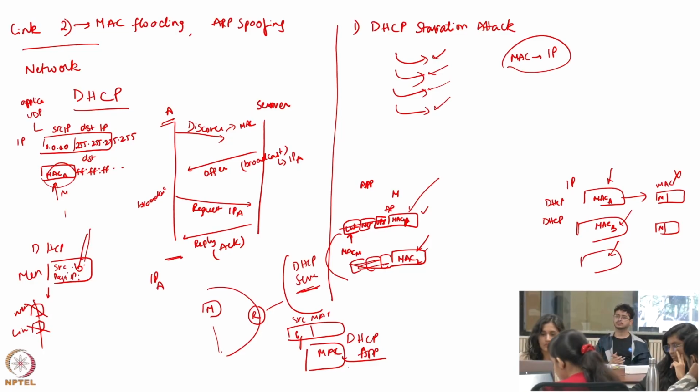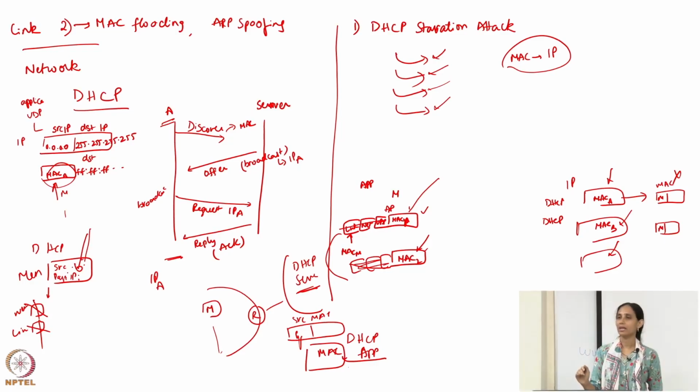So basically the point that is being made is that just MAC limiting is not going to solve this problem. You have to do something at the higher layer, in this particular case, the layer which is seeing multiple MACs, so that is the specific problem. We will see the defense for this, but the problem is clear, what this DHCP starvation is doing.